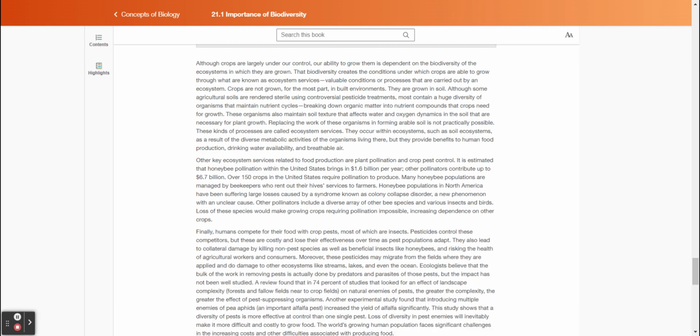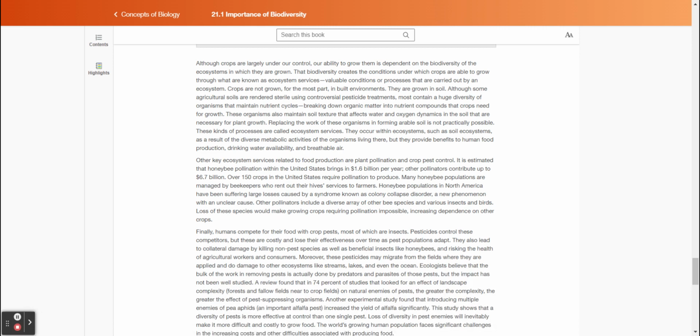Crops are not grown, for the most part, in built environments. They are grown in soil. Although some agricultural soils are rendered sterile using controversial pesticide treatments, most contain a huge diversity of organisms that maintain nutrient cycles, breaking down organic matter into nutrient compounds that crops need for growth. These organisms also maintain soil texture that affects water and oxygen dynamics in the soil that are necessary for plant growth. Replacing the work of these organisms in forming arable soil is not practically possible.